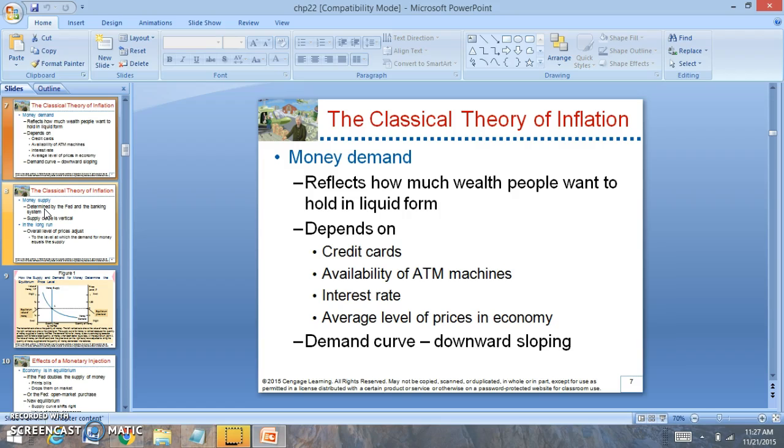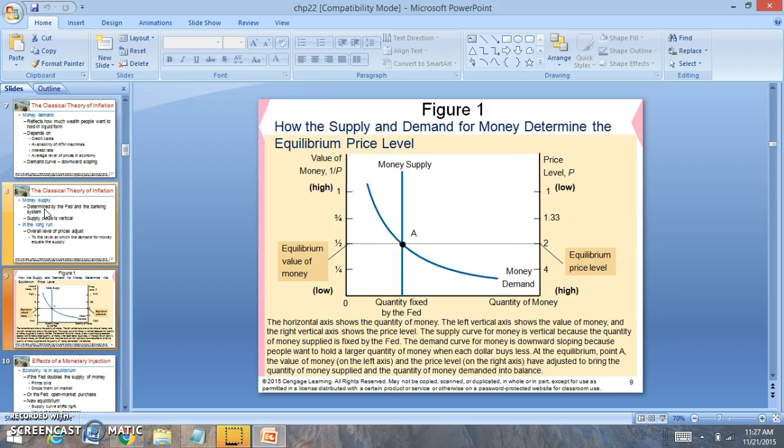The money demand in this graph right here is going to reflect the demand of money in the market. And money demand is very important to evaluate. Money demand will help us understand the intersection of the value of money.